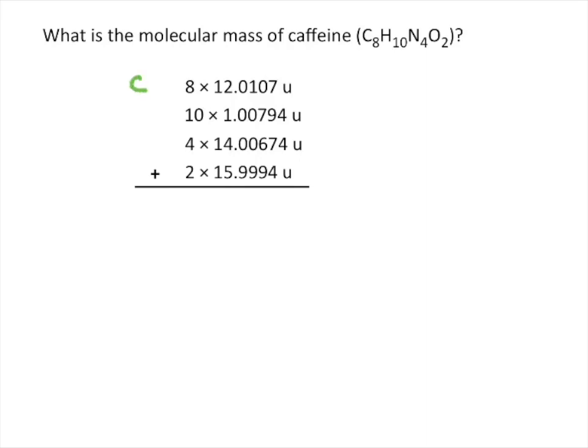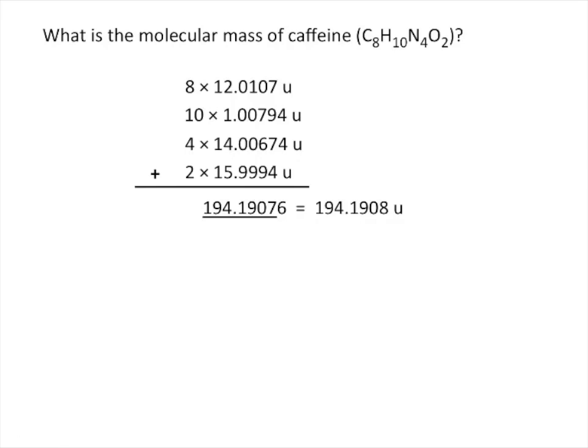For carbon, you'd have 8 carbon atoms times the mass of carbon. For the hydrogen, you'll have 10 hydrogen atoms times the mass of hydrogen. For nitrogen, you'll have 4 times the mass of nitrogen. And then for oxygen, you have 2 times the mass of oxygen. And then you add this all up, and you get your answer. And if you're going to be picky about sig figs, here's how your sig figs come out.